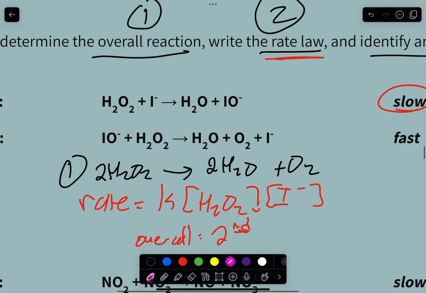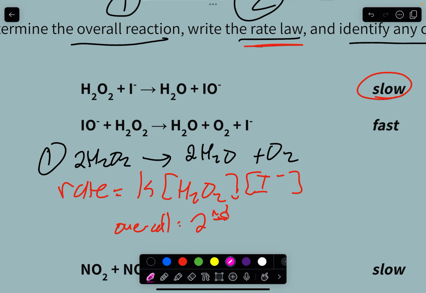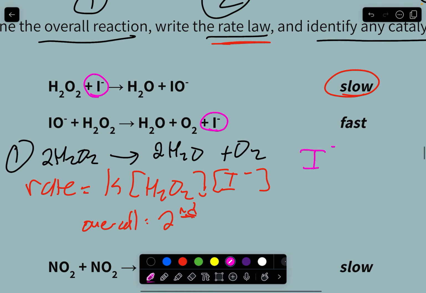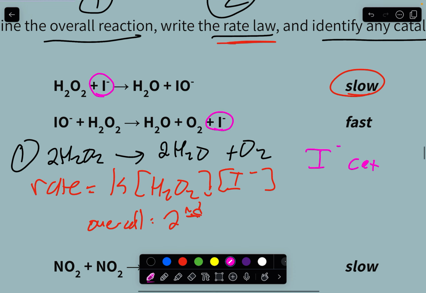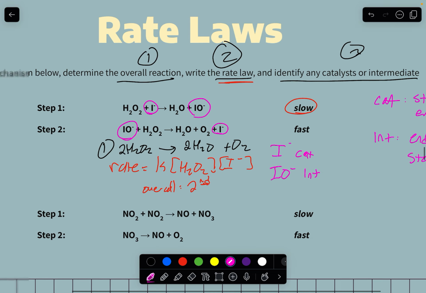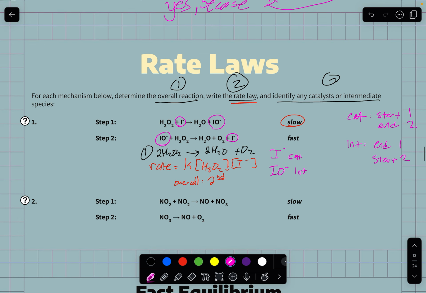Okay, so if we look at this reaction here, we have an I minus that's at the very beginning and the very end. So our I minus is our catalyst. And then we have an IO minus that's at the end of step 1, beginning of step 2. So IO minus is our intermediate. Okay, so that's all we're doing for this.